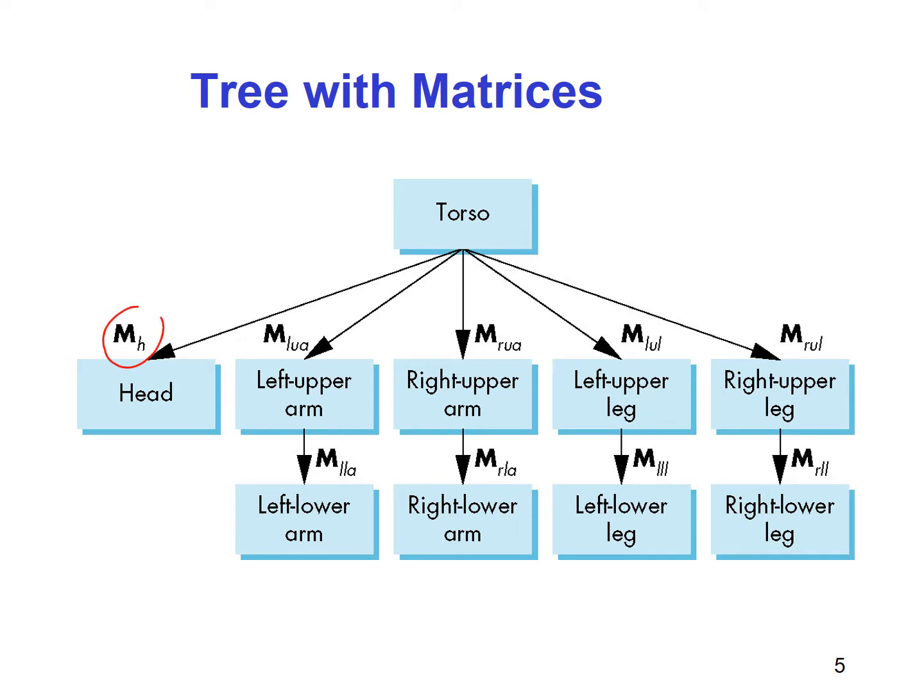So the head only has the transformation matrix that should be applied to the head. The left lower arm has the transformation matrix that should be applied to the left upper arm, and so on. There is a transformation matrix M for the right upper arm, the left upper leg, and the right upper leg. And there are similar transformation matrices for the lower limbs.